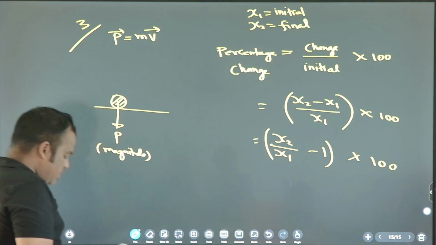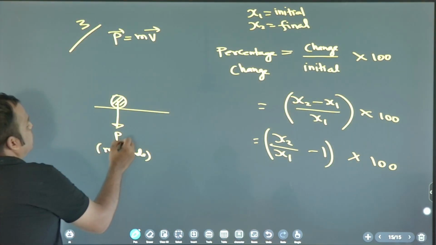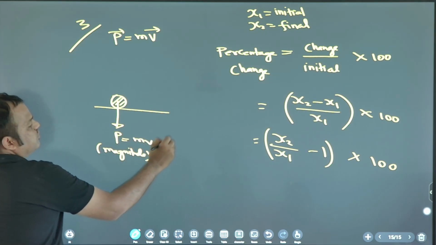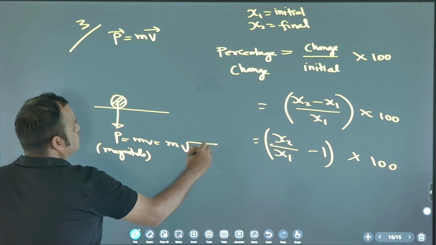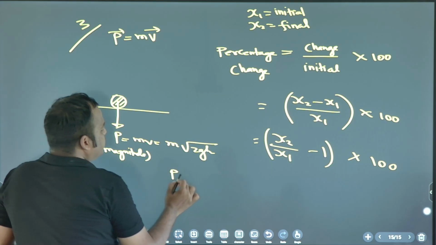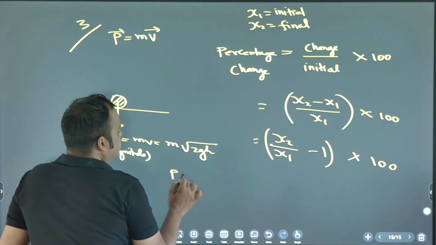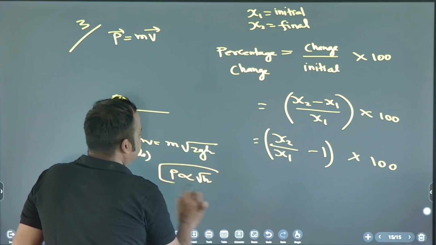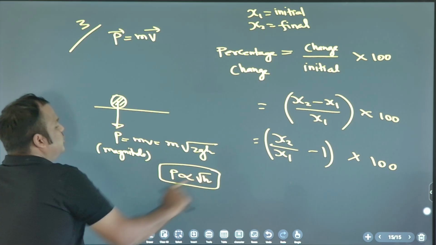Now what is the relation between height and p? What is p here? mv, and v is equal to root 2gh. So this is the p. So p is directly proportional to root h. P is directly proportional to root h.